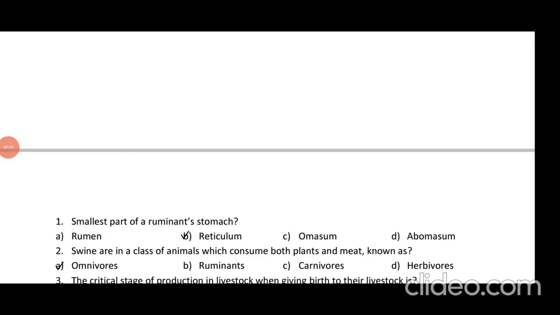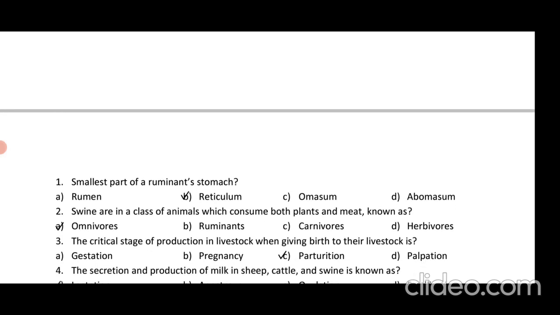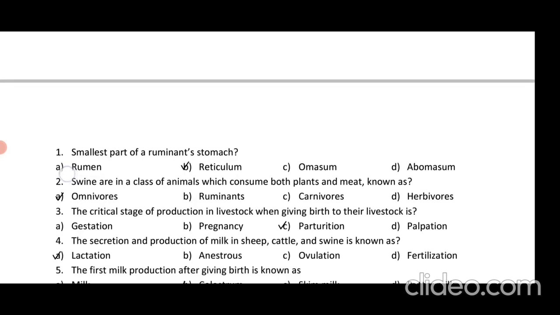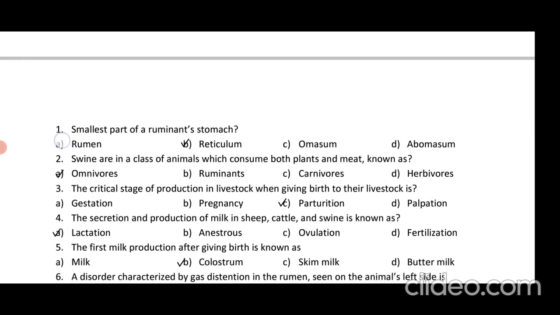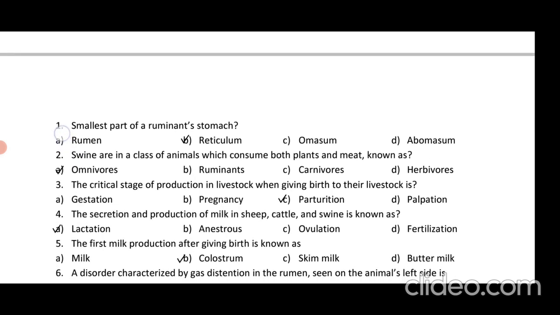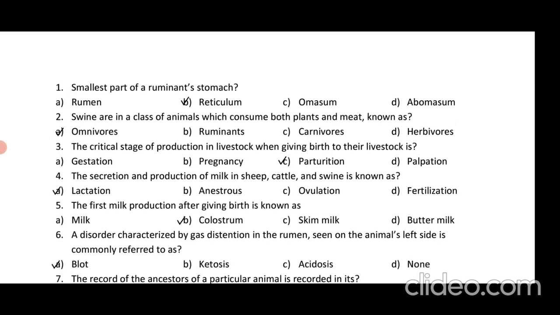The smallest part of a ruminant's stomach is the reticulum. Swine are in a class of animals which consume both plants and meat, known as omnivores. Humans are also omnivores. The critical stage of production in livestock when giving birth is parturition. The secretion and production of milk in sheep, cattle, and swine is known as lactation. The first milk produced after giving birth is known as colostrum. A disorder characterized by gas distension in the rumen, seen on the animal's left side, is commonly referred to as bloat.